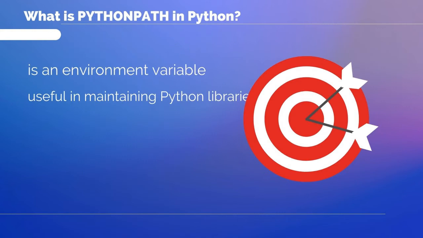What is PYTHONPATH in Python? PythonPath is an environment variable which you can set to add additional directories where Python will look for modules and packages. This is especially useful in maintaining Python libraries that you do not wish to install in the global default location.